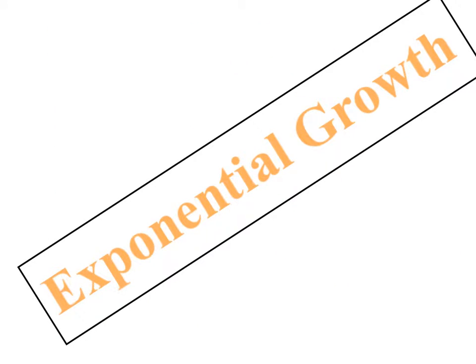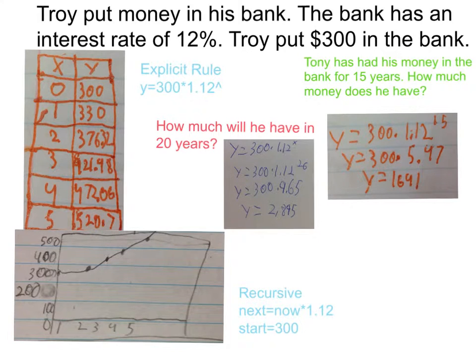Exponential growth. Troy put money in his bank. The bank has an interest rate of 12%. Troy put $300 in the bank. The explicit rule of this problem is y equals 300 times 1.12 to the x. The recursive rule is next equals now times 1.12. The start equals 300.